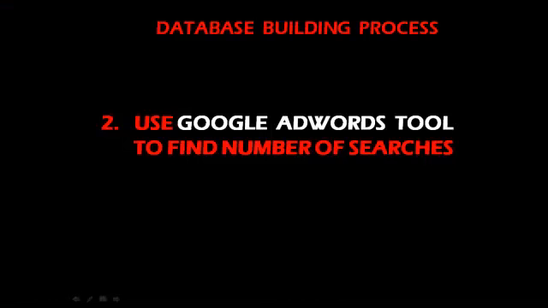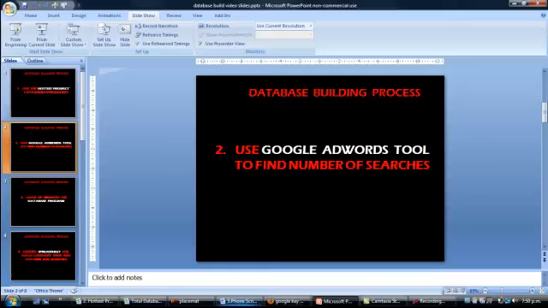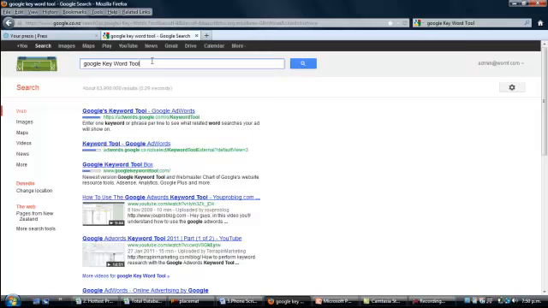The next thing to do is you want to get the number of searches that each of these categories is attracting in your marketplace. To do that, we use the Google AdWords tool, and I'll show you how to go about finding that. Just type in Google AdWord tool into the search here on Google, and you'll see here the first example is the Google keyword tool. Just click on that.